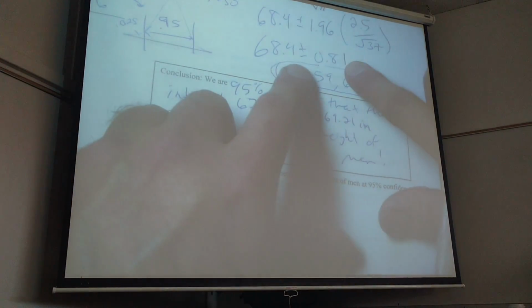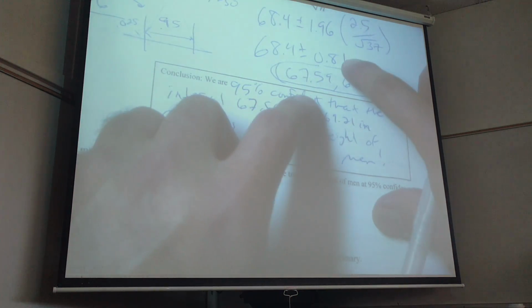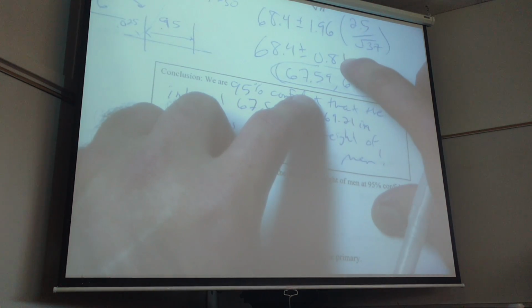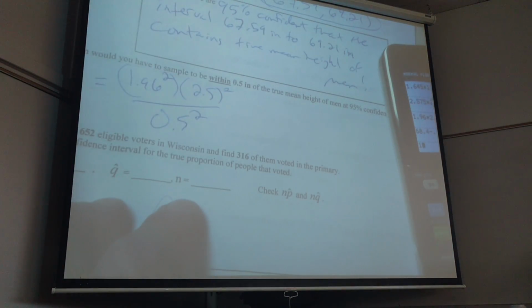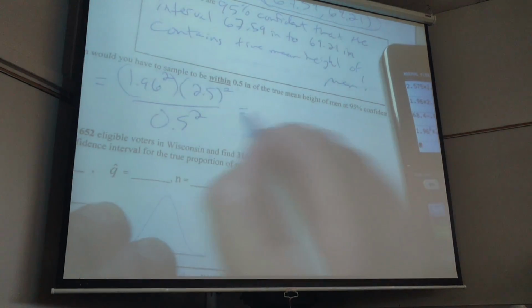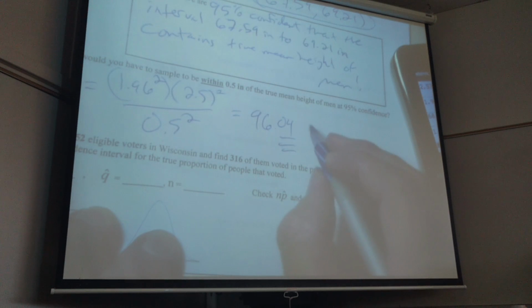So if I want to improve my error, would I have to take a larger sample or a smaller sample? Larger. So if I put a 0.5 down here squared, I get 96.04, and I know that's really, really tiny. I don't care. You round up to 97.